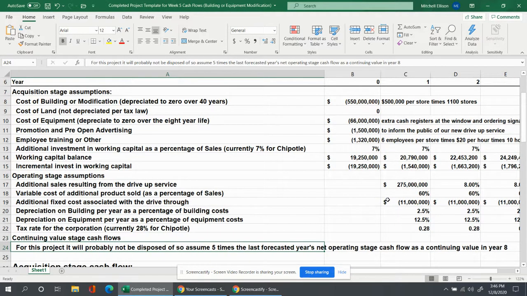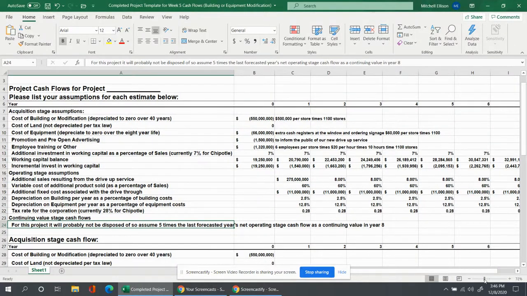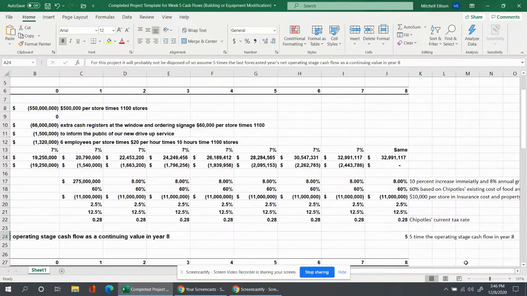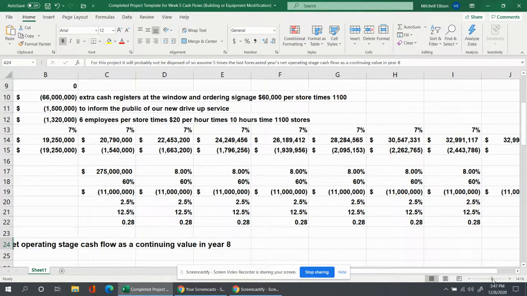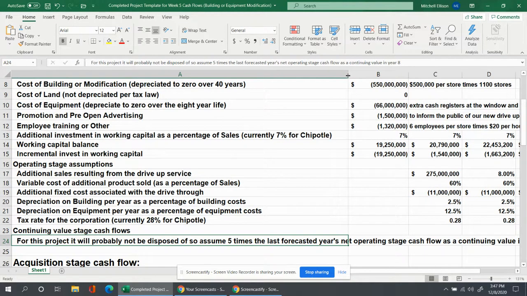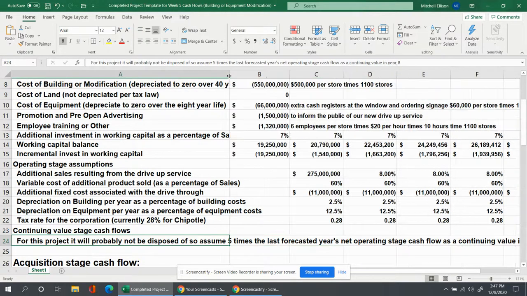I have that at 5 times the continuing value for year 8. And I hate to shrink this down too much because you might not be able to see it, but man, that's probably too small for the video. So anyhow, I have it out here at 5 times the operating stage cash flows for year 8. Let me go back here and see if I can zoom this out a little bit, and then move this back so that we can see more of the, okay.